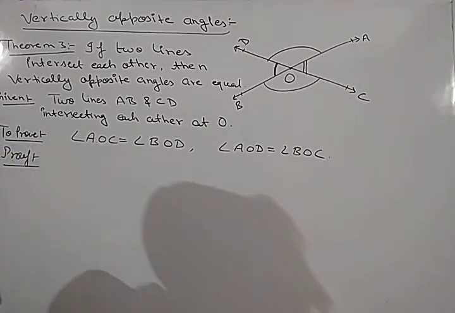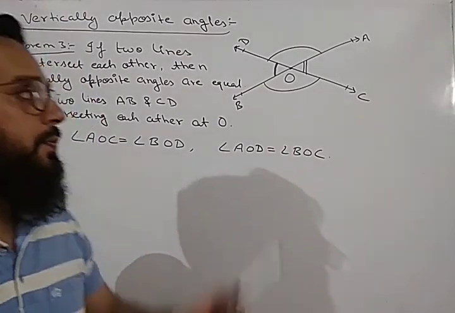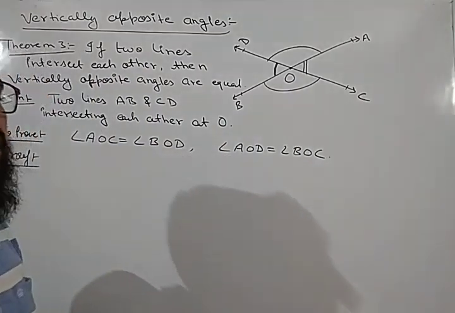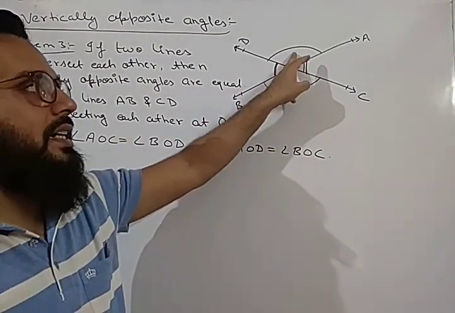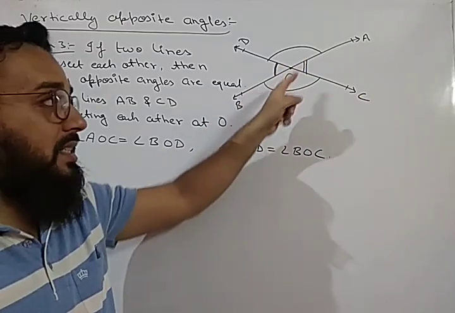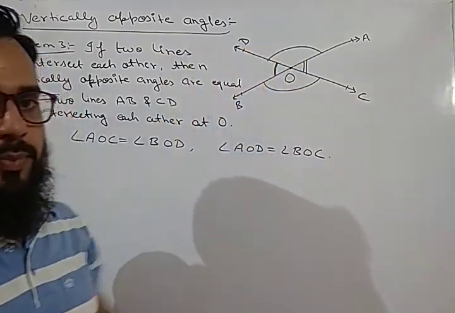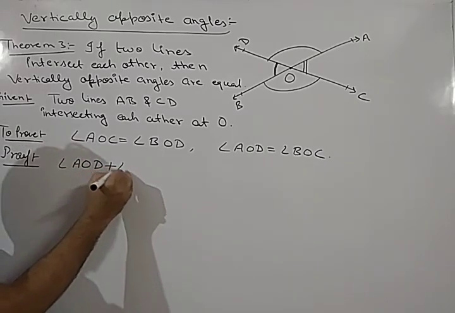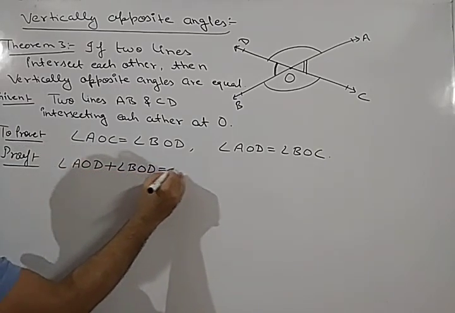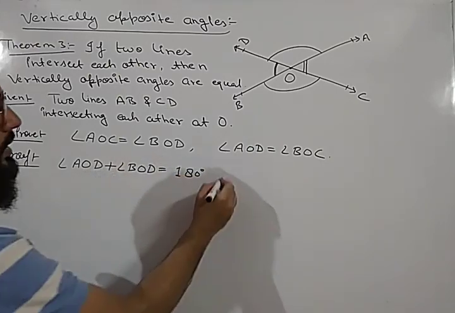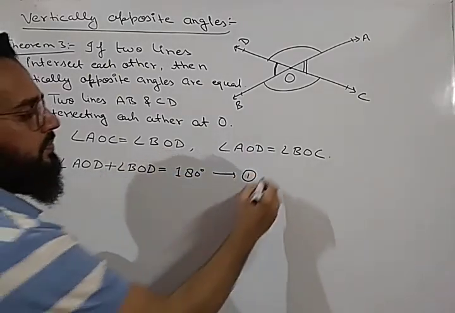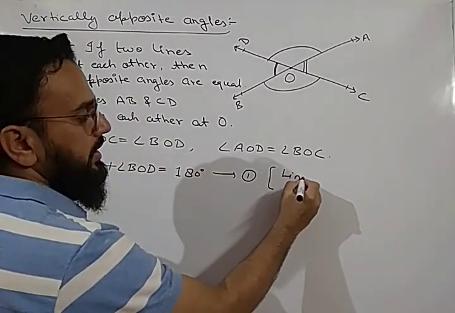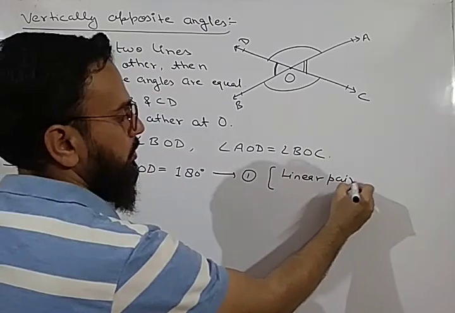As we have already studied linear pair and adjacent angles, if we take the line AB, which is a straight line, these two angles are adjacent angles on the straight line, or we can say they are a linear pair. So our first line will be angle AOD plus angle BOD equals 180 degrees. Let us take it as equation number 1. Why is the sum of these two angles 180? Because they are a linear pair. You have to give the reason also.